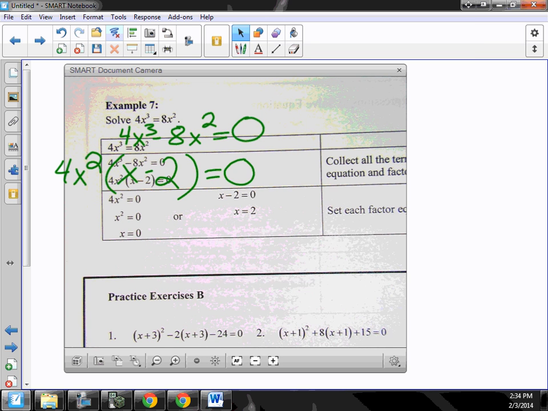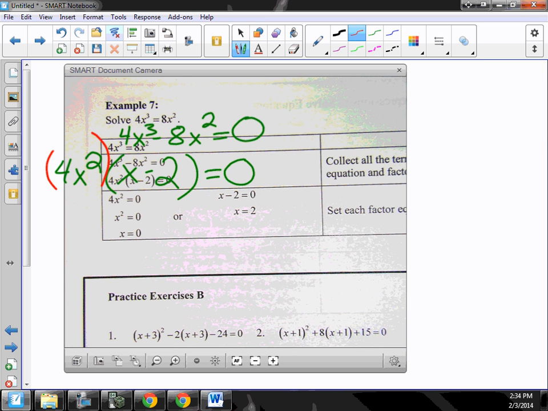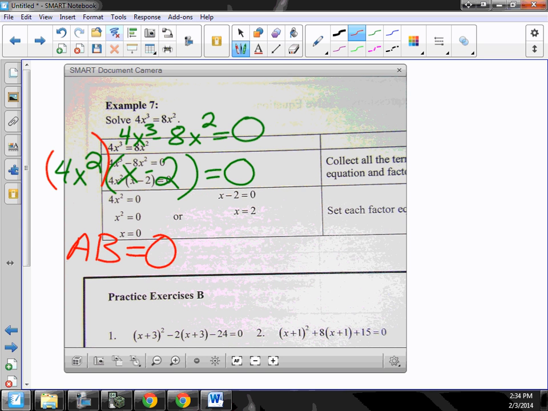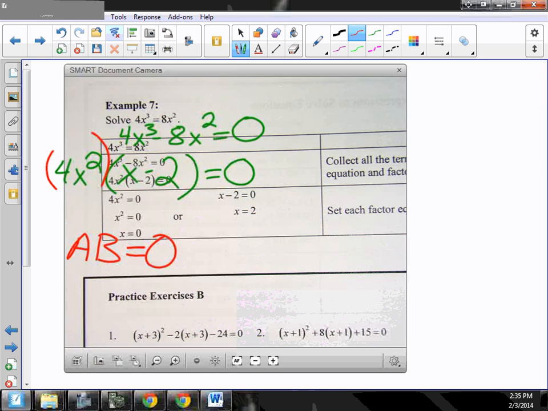And if you ever have two multiplications that equal 0, like a times b equals 0, what do you know about a and b? One of them has to be 0 or both. So if a is 0, then it's true. If b is 0, then it's true. And if they're both 0, it's still true.